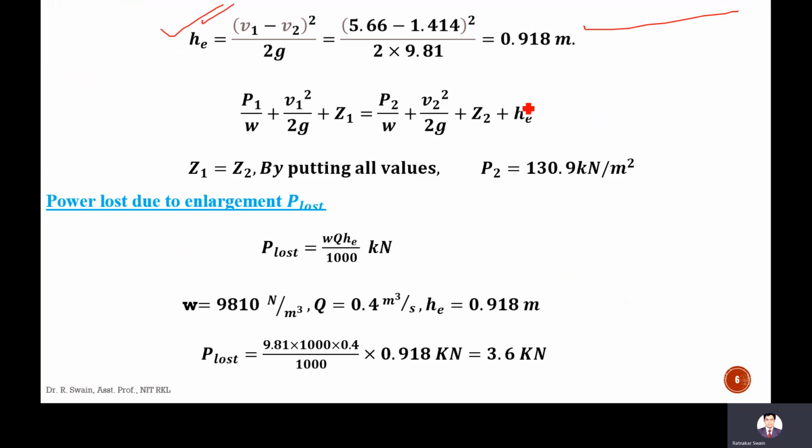So we have to apply Bernoulli's equation: P1 by w plus V1 square by 2g plus Z1 is equal to P2 by w plus V2 square by 2g plus Z2 plus he. Z1 is equal to Z2 because it is a horizontal pipe, and V1 we already know, V2 we know, P1 we know, he value is known, and P2 value we have to calculate. So by putting all the values, P2 is calculated, which is 130.9 kilonewton per meter square.